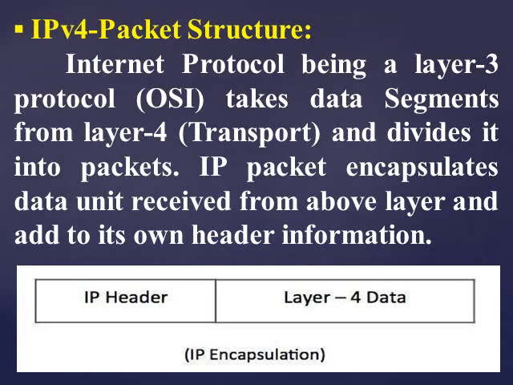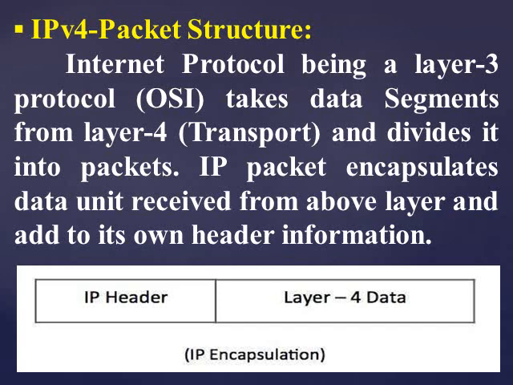Now move towards the IPv4 packet structure. Internet Protocol, being a layer 3 protocol, takes the data segment from layer 4, that is the transport layer, to the network layer and divides it into packets. IP packets encapsulate the data unit received from the above layer and add their own header information to form the packet. The figure shows the IP encapsulation, that is the packet structure for IPv4.